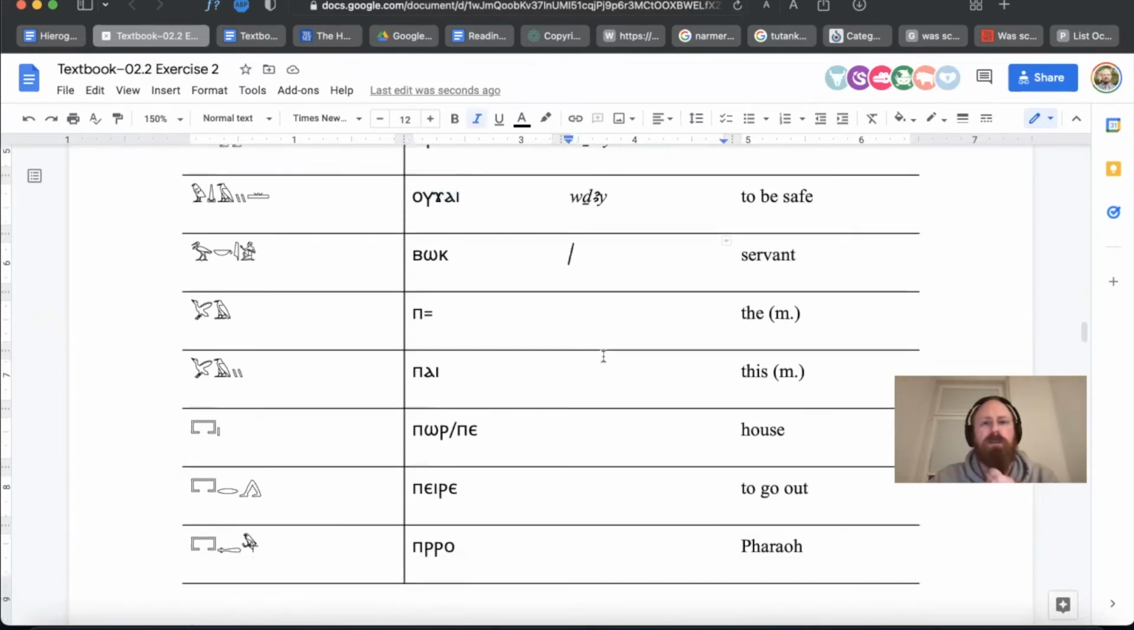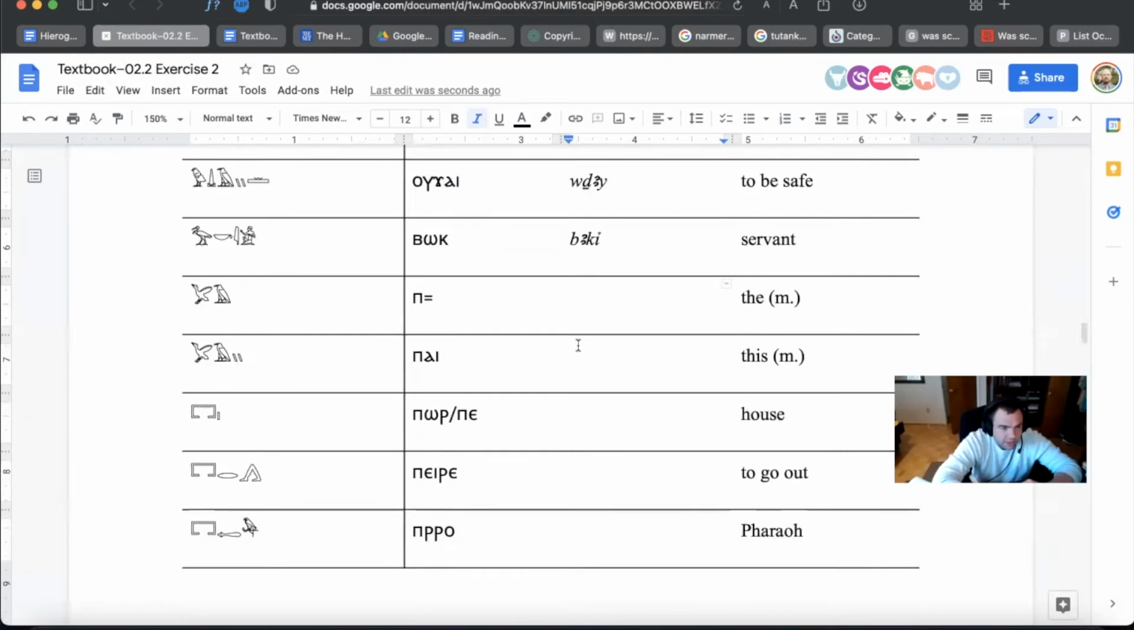Michael, do you want to do some of these? Sure thing. So this one is Baki. So it's like B. I think it's Aleph. I know it's one of the A's. It's Aleph, yeah. And then K-I. Yeah. It would be Vok. Vok. Yeah, good.